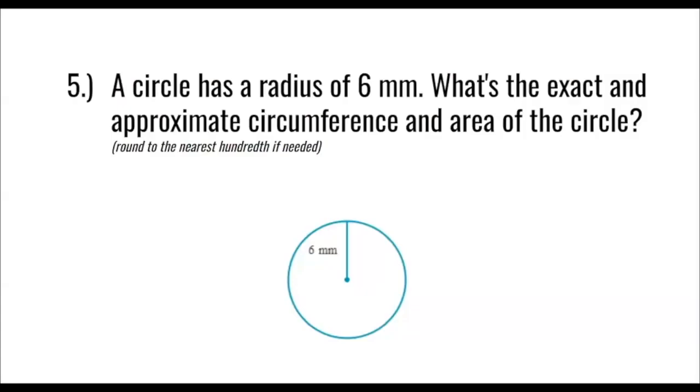A circle has a radius of 6 millimeters. What's the exact and approximate circumference and area of the circle? We're going to round to the nearest hundredth if we need to. So we have our picture here. We have our circle. We see it has a radius of 6 millimeters. So our circumference and our area of our circles have specific formulas where they both use the radius. So we'll be able to plug those in. So, all right, let's do this one together.